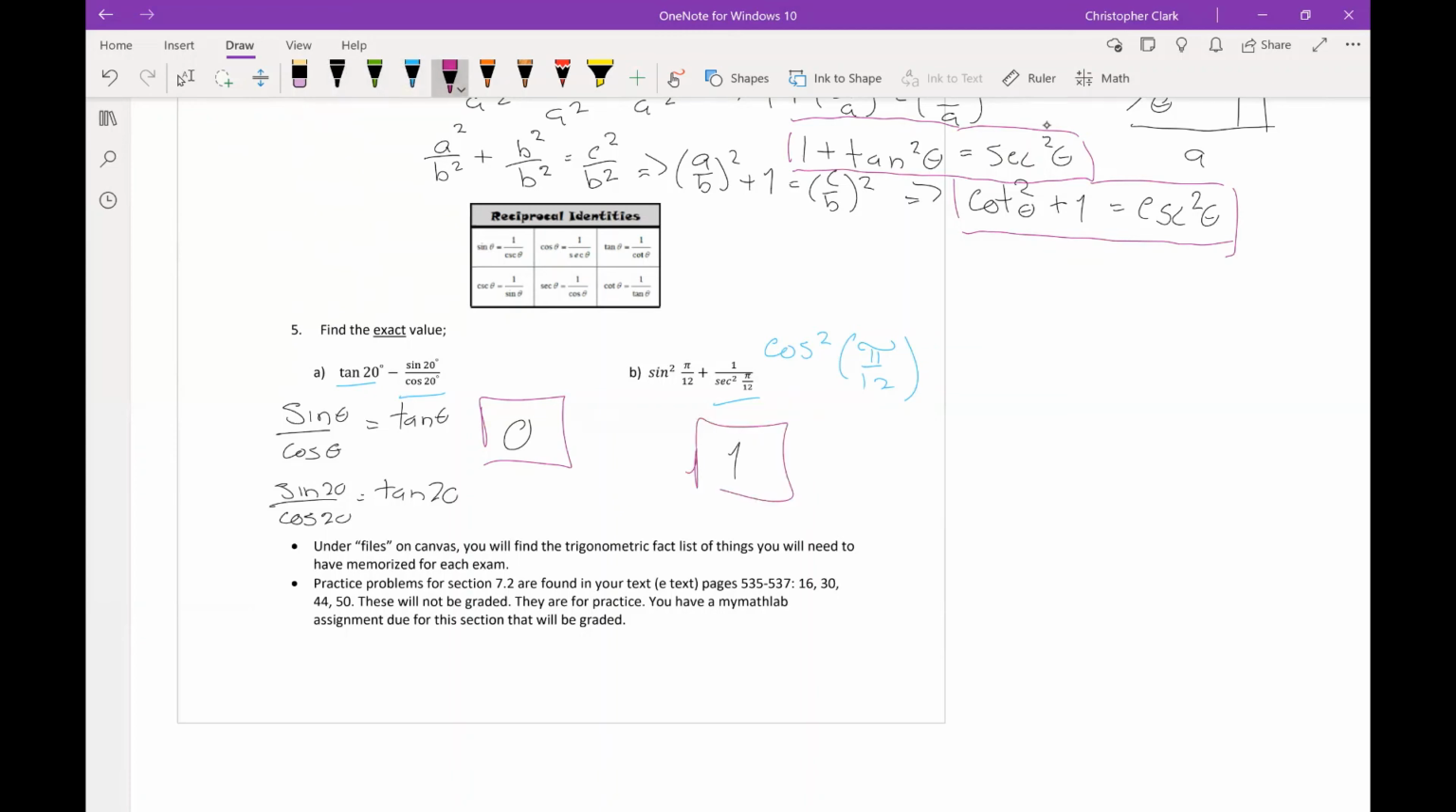Sine squared of anything plus cosine squared of anything, so long as that anything makes sense, is always going to give you 1.